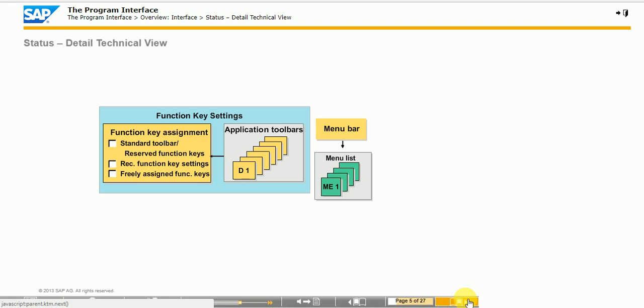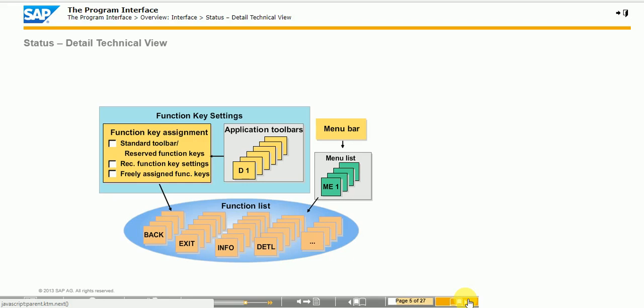All program menus and key assignments refer to the set of all interface functions or function lists. Use the help function to reach these interface functions. The application toolbar refers to the functions indirectly through the standard settings. A function in a status can be either active or inactive.